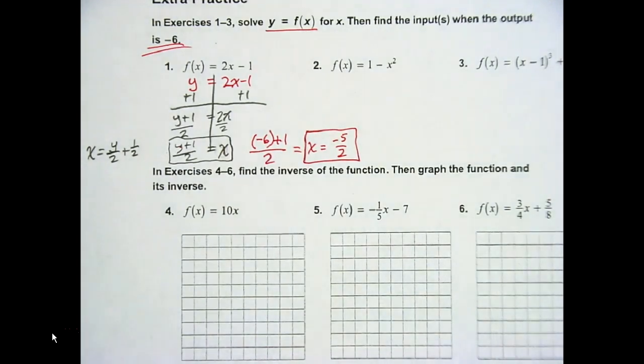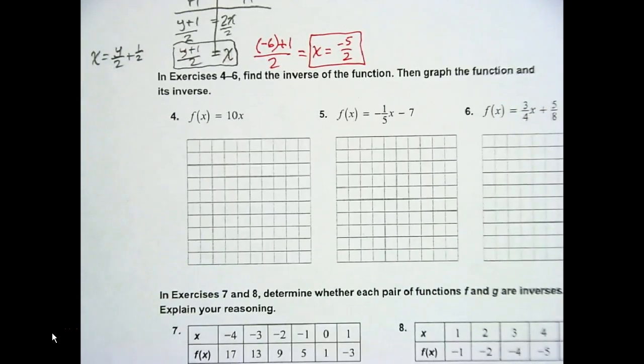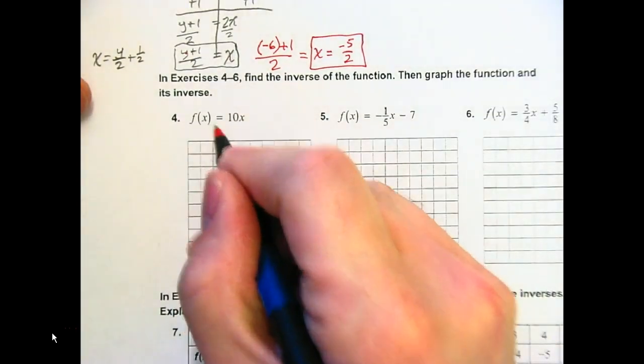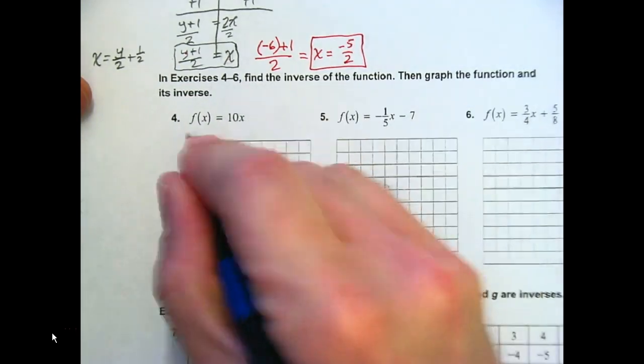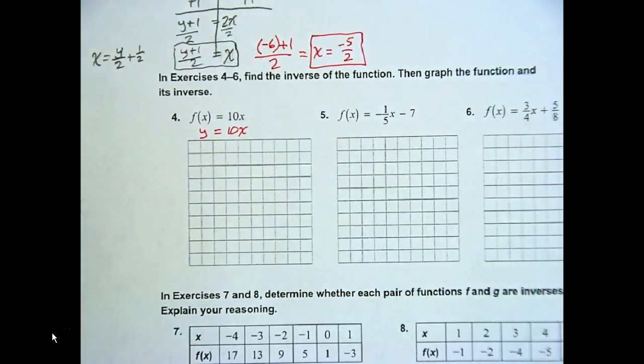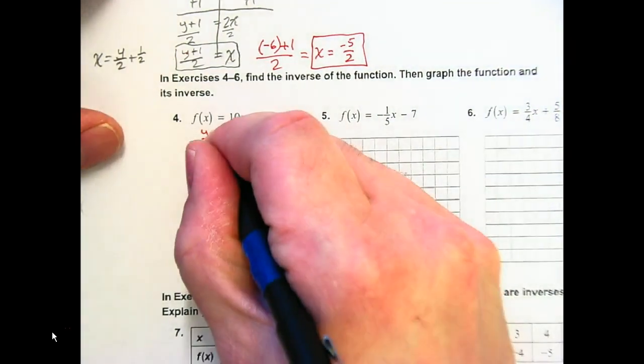Hey, number 4. Take a look at number 4. Find the inverses of the function, then graph the function. So, you guys remember inverses, all we have to do, well, first I'd probably rewrite it as y equals, just because f of x is so cumbersome. Okay, so y equals 10x. That's one of my functions. Let's say that's y sub 1.